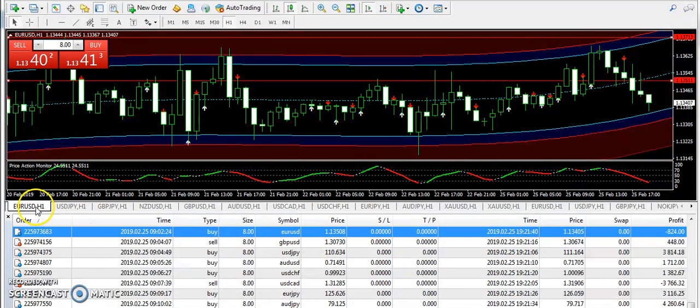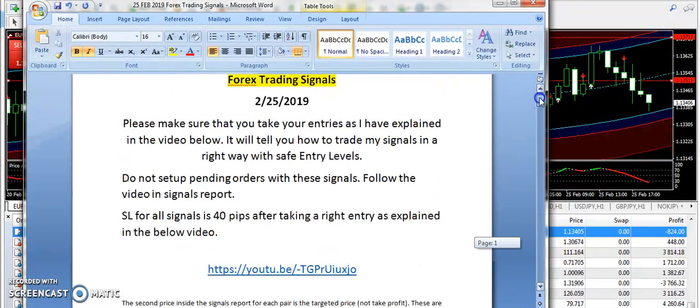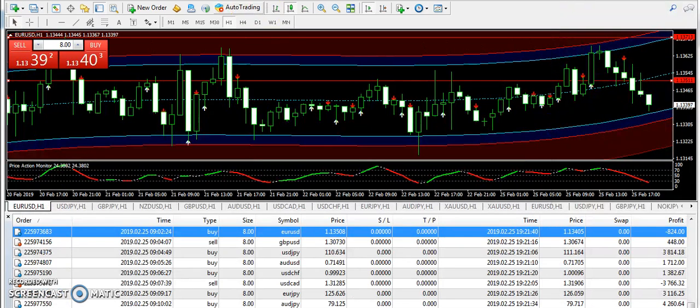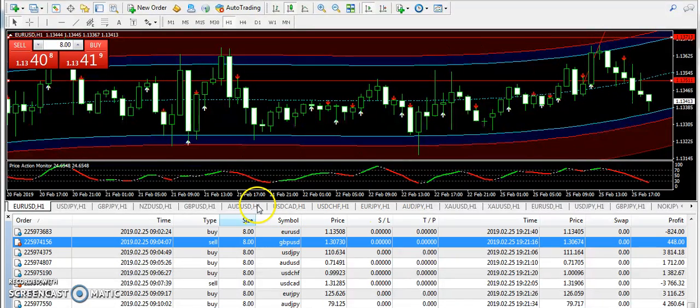Okay guys, we are going to start with Euro USD. You can see this is a losing trade at my end. However, the trade was fine because I closed it late at my side. The signal was bullish from 1.13511 and the target price was 1.13713, and you know that I give the signals before the London session. So before the London session we have seen the volatility on Euro USD and it had already moved up. So if you have traded during the London session, then you must have taken the profit on this pair.